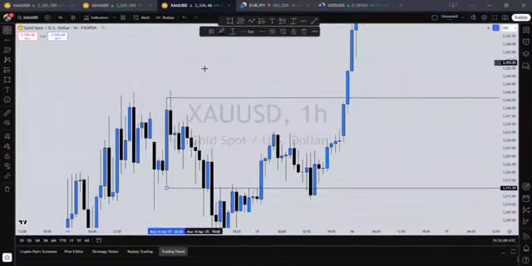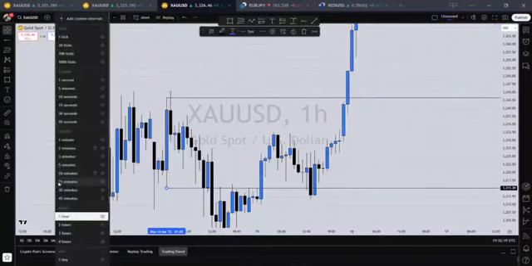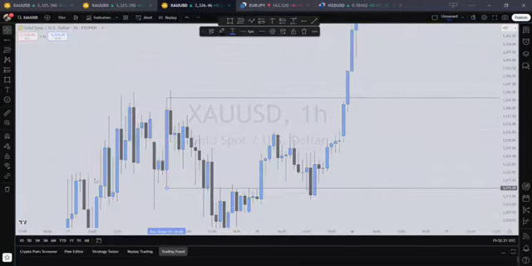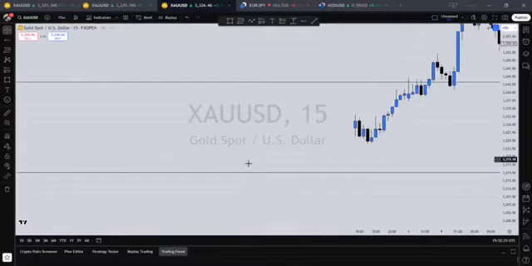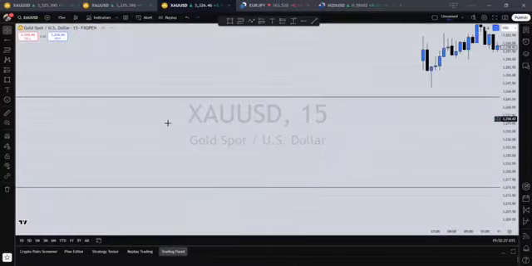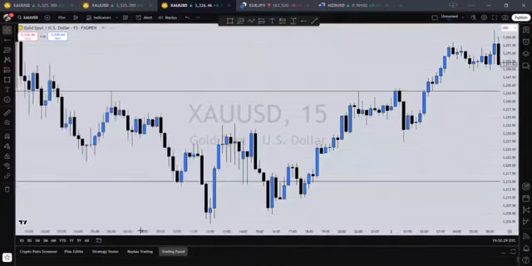What do I mean by inside the range? You see, this is the high and this is the low. Anything outside it, don't trade it outside. Don't sell outside. Wait for price to take it out, then come back inside. So on this 1 hour time frame, you can say, okay, let's go to 15 minutes to see the range.